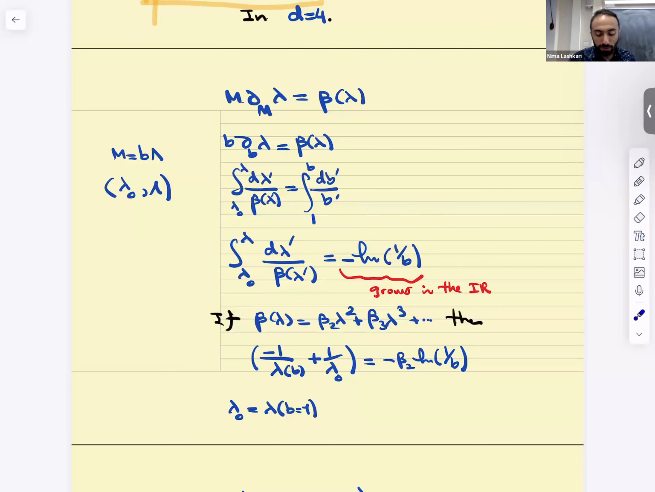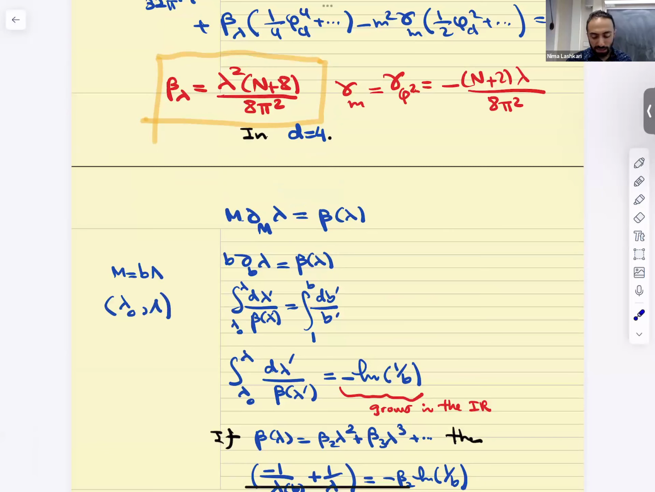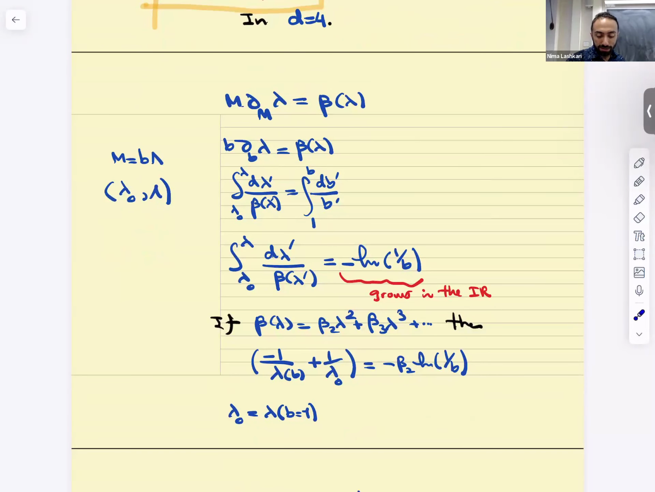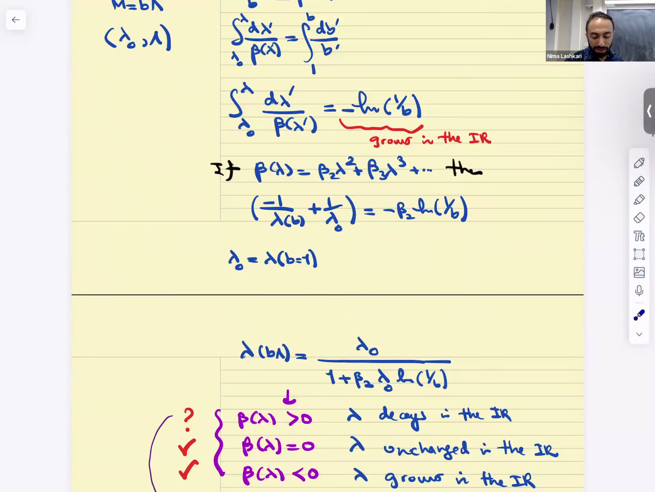Good. In the example that we saw here, and all the other examples we've been looking at, beta of lambda starts at order lambda squared or later. So there will be beta_2 lambda squared plus higher orders. Imagine lambda is small, so I can just focus on this term. This equation becomes just this. This is the UV coupling. This is the coupling at scale b. And you could solve it to find the following equation.